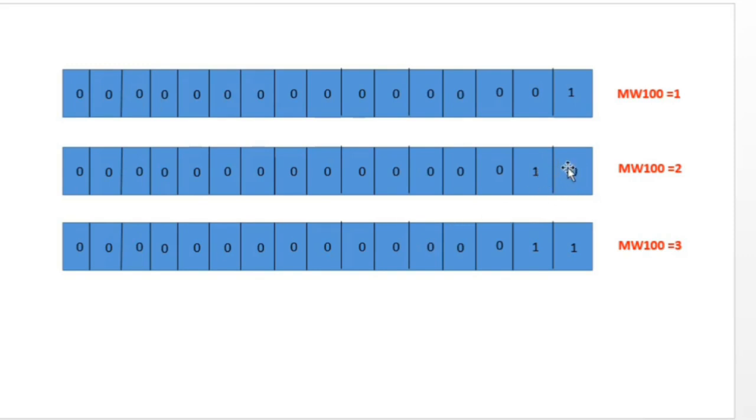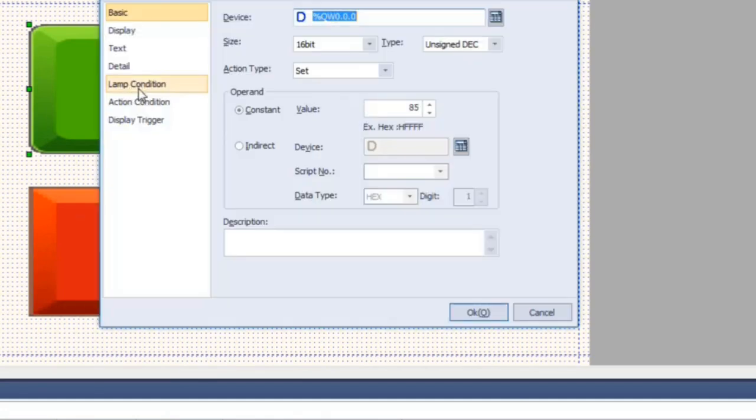The number 2 in a word is represented so that bit 0 is 0, bit 1 is 1, and the rest are 0. In the same way, if we want to transfer the constant value 3 into MW100, whenever we press the word switch, it will transfer the number 3 to our MW100. This logic applies specifically when we have selected the MW memory area in our word switch.